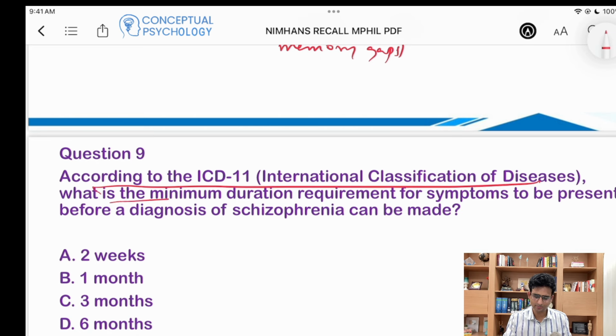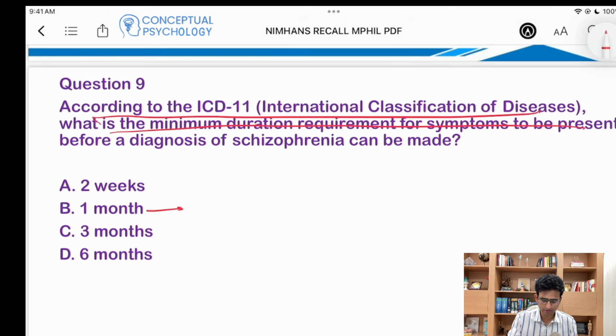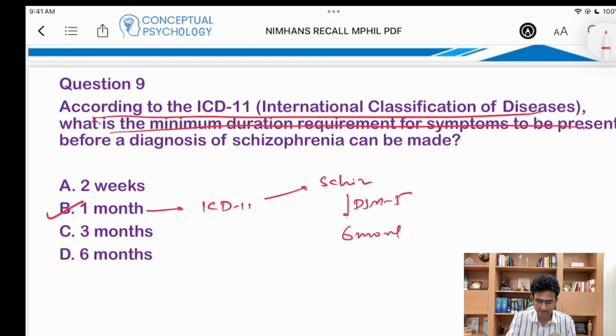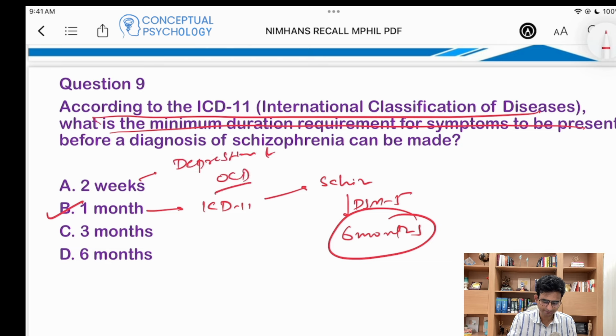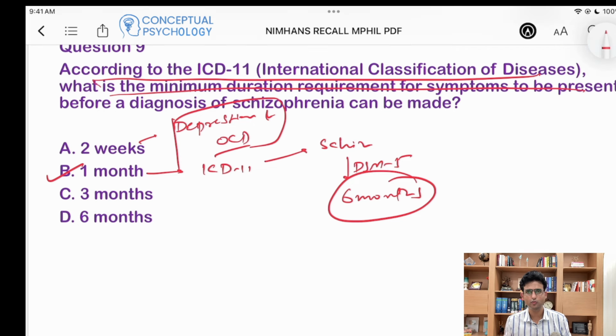According to ICD-11, what is the minimum duration requirement to make a diagnosis of schizophrenia? So according to ICD-11, to diagnose schizophrenia, you need 1 month duration of symptoms. DSM-5, on the other hand, says that you need 6 months of symptoms to make a diagnosis of schizophrenia. 2 weeks is for depression and OCD. The major depressive disorder and OCD, 2 weeks. Right? ICD-11, 1 month. DSM-5, 6 months for schizophrenia.